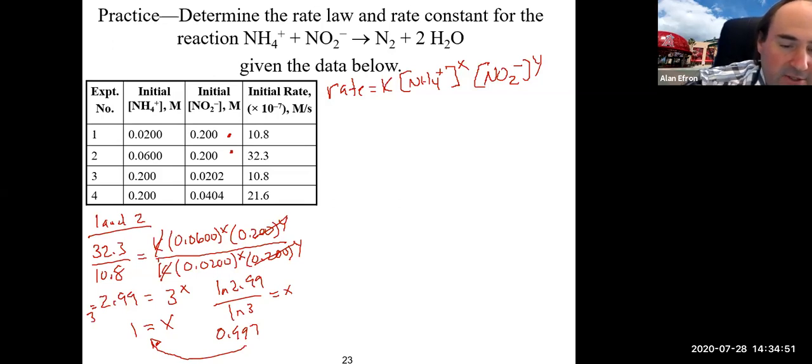So just to show you that technically it doesn't always come out to pretty whole numbers here, but in this case, I personally would have probably rounded beforehand and just gone 3 equals 3 to the X and called it a day. But if you did this approach, you can see you get essentially the same answer here at the end.